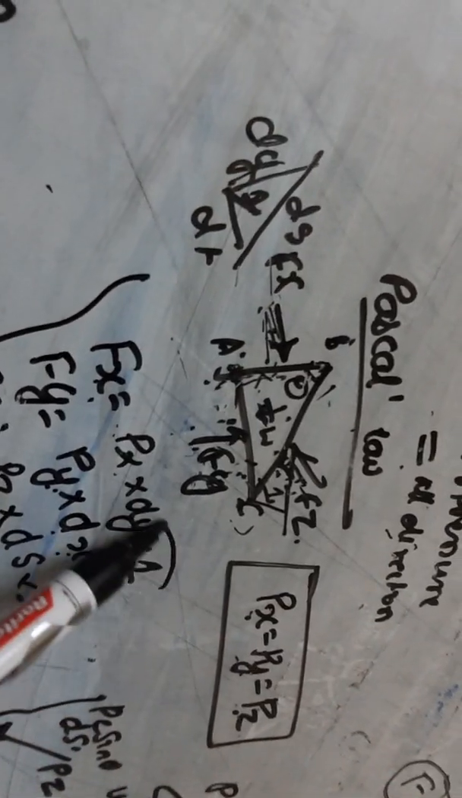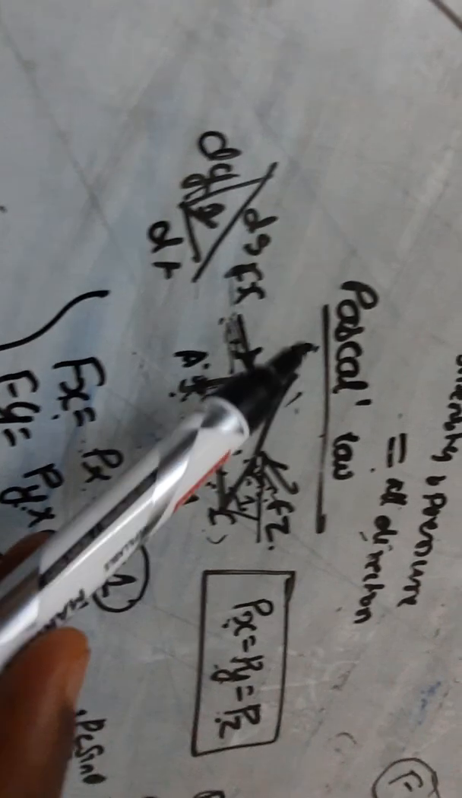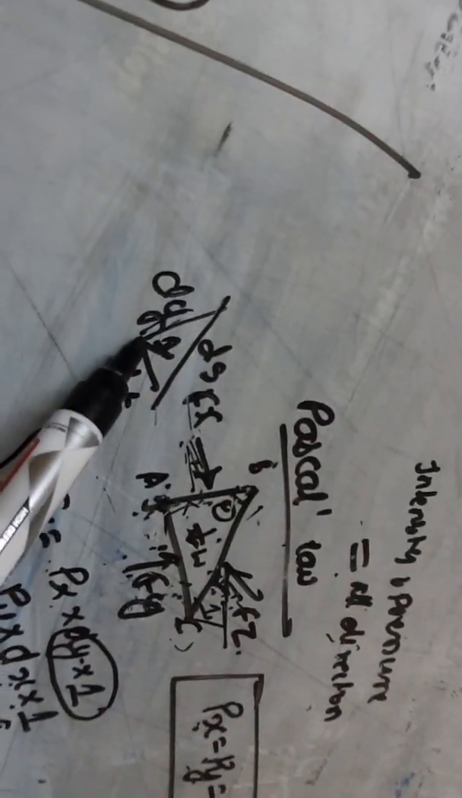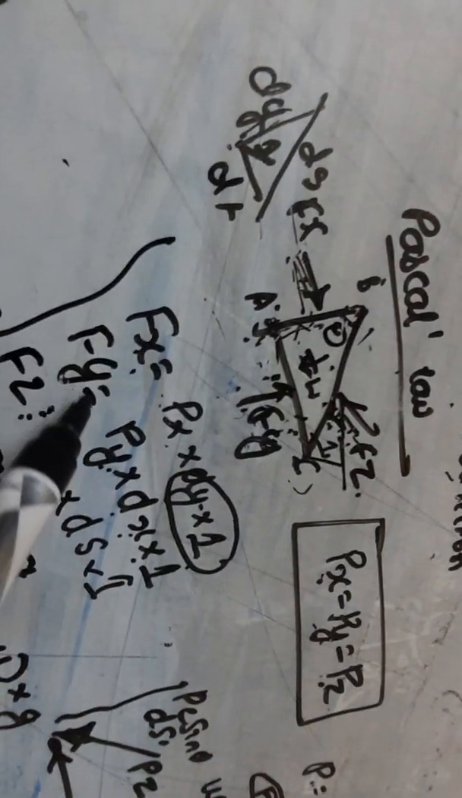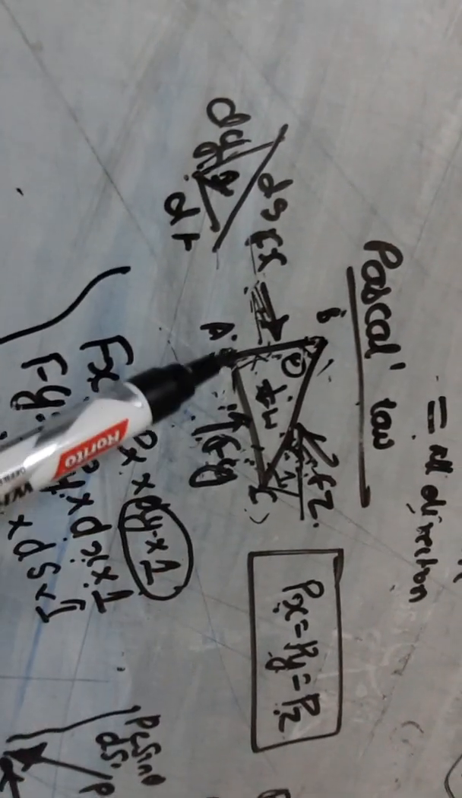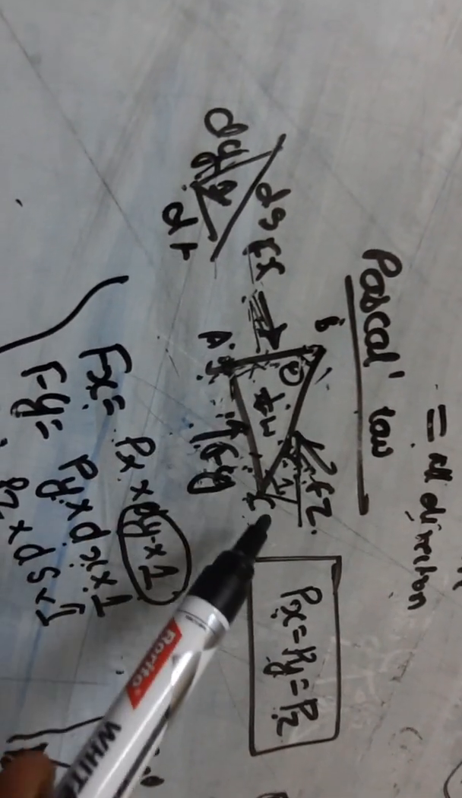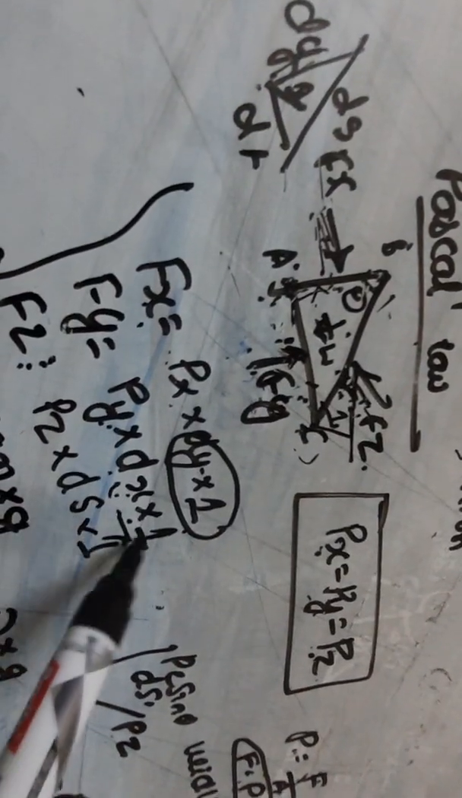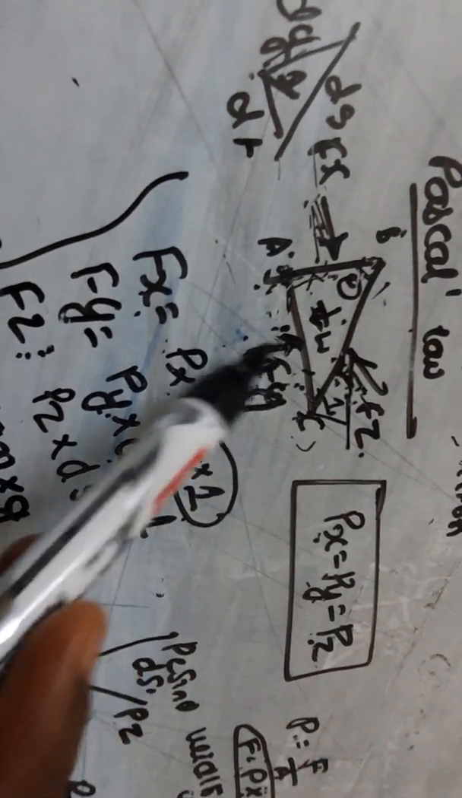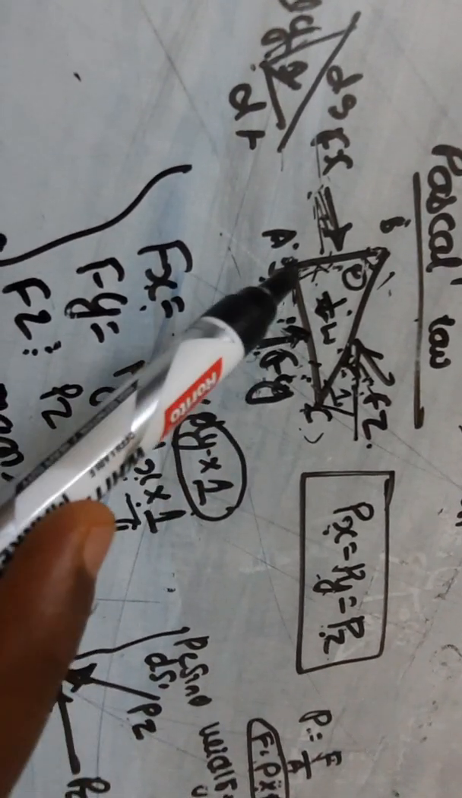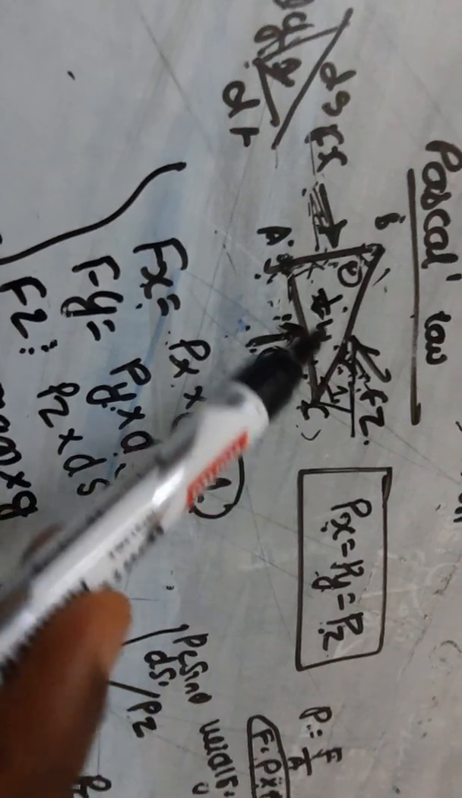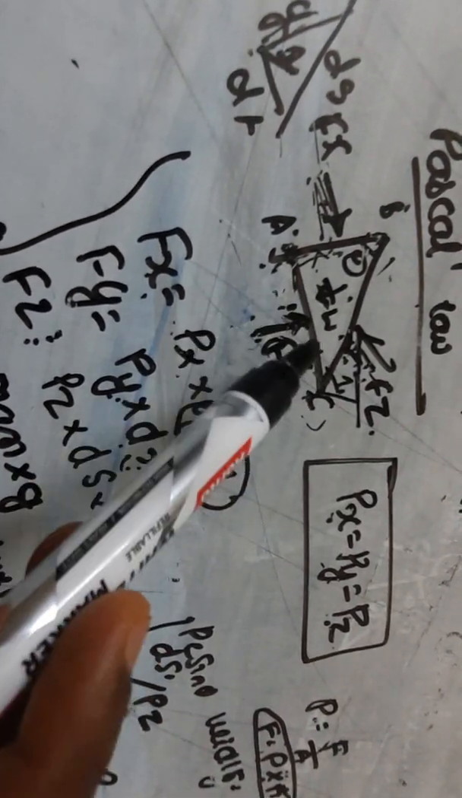This area is dy into 1. Dy means this is the vertical direction, and the width is always taken as 1. So Fx is Px into dy into 1. And Fy is acting in this direction, that is Py. Fy means it's acting in the vertical direction, so the area is dx into 1, because this one is dx, and this one is Py, the pressure in y direction, and dx is the horizontal width, into 1.